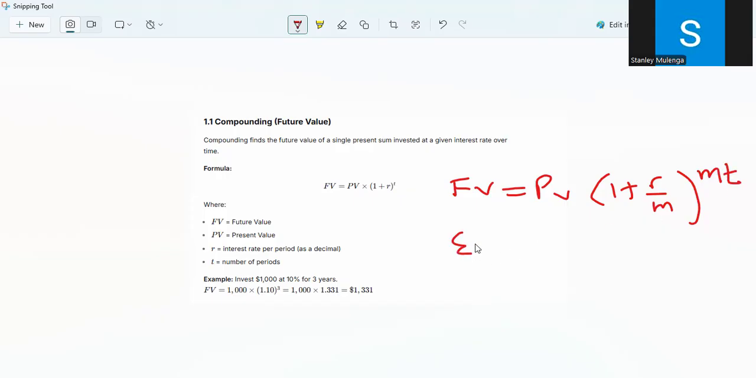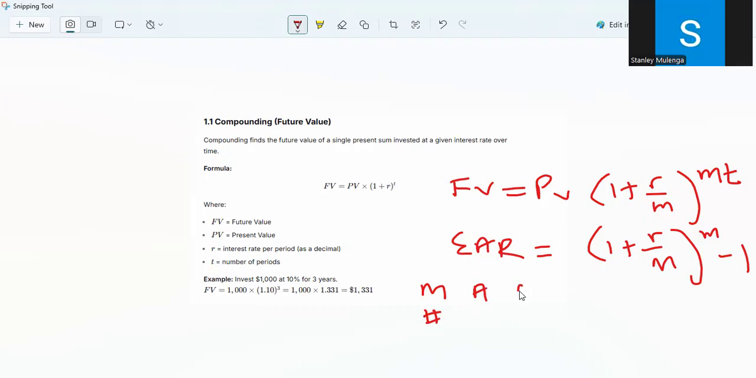And we also have what we call the effective annual rate, which is simply given by 1 plus r over m to the power m, minus 1. The m stands for the compoundings. So we have a number of compoundings in which we're earning interest. We can have annually, semi-annually, quarterly, monthly, weekly, daily, and continuously. So how many times are we earning or accruing interest?